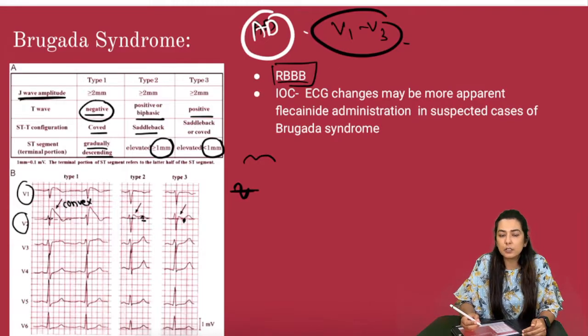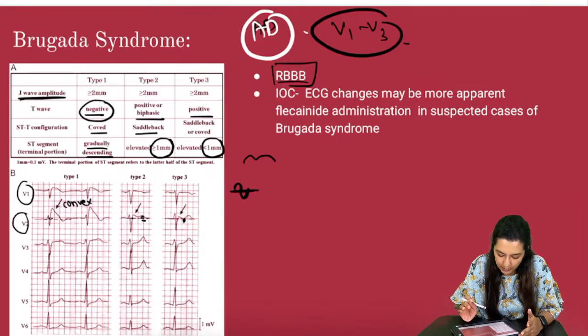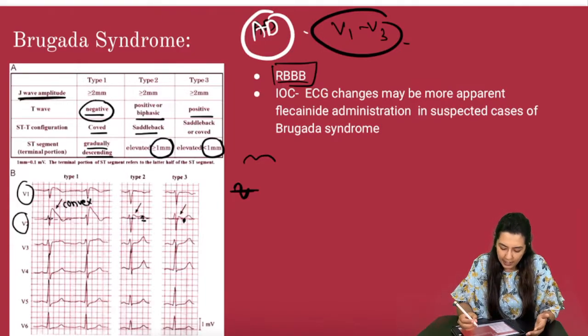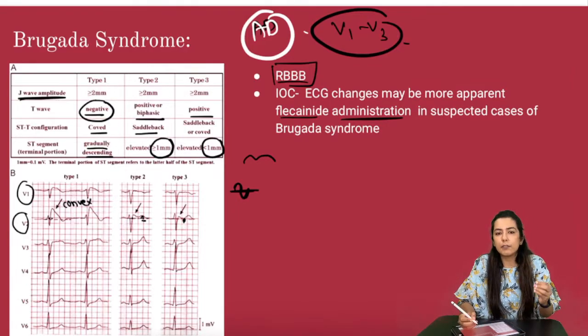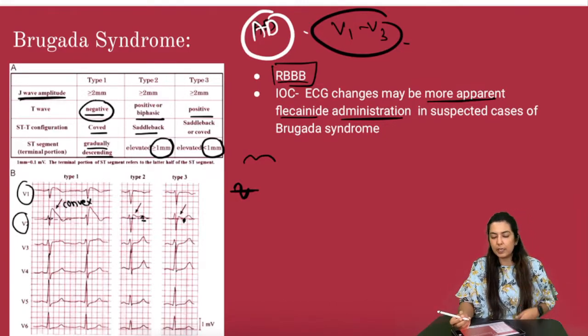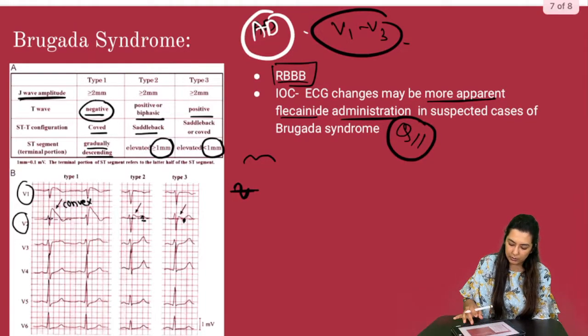Now, the investigation of choice. If a patient comes to you with mild ST elevation and you are suspecting Brugada syndrome, or there is any family history, what you do is give flecainide. After giving flecainide, the ECG changes become more apparent and more prominent, and that's how you diagnose Brugada syndrome. It is the investigation of choice. This is a very important MCQ question.